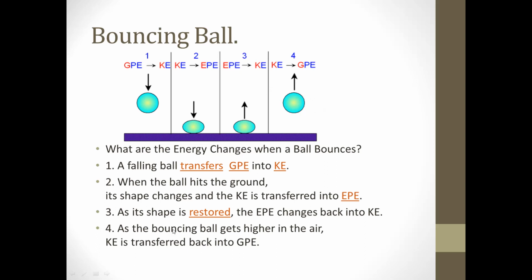The last step, as the bouncing ball gets higher in the air, kinetic energy is transferred back into gravitational potential energy. So when it goes back higher, the kinetic energy is transferred back into gravitational potential energy. It will slow down to reach its maximum height. We explain it later. So when we reach a maximum height, the speed at this point is zero. So maximum gravitational potential energy, minimum kinetic energy, and then it will repeat the four steps.